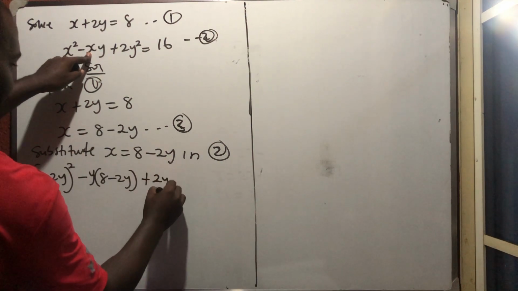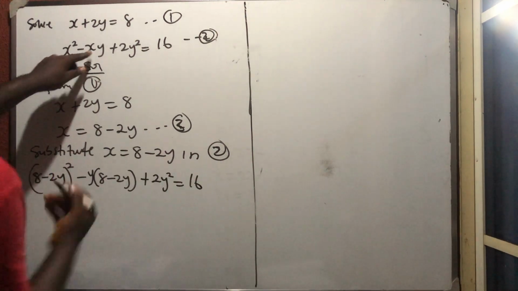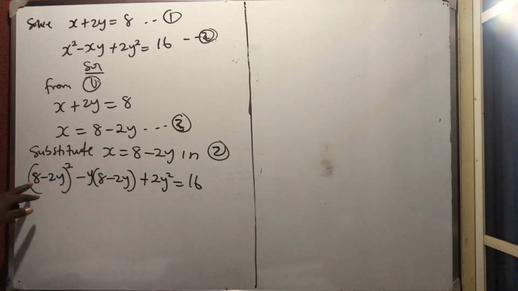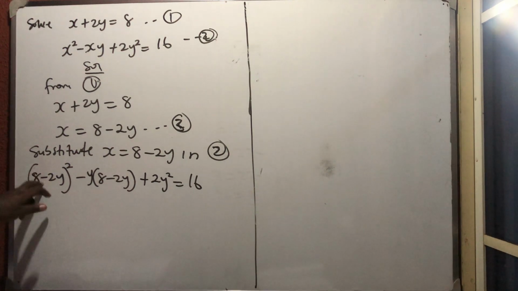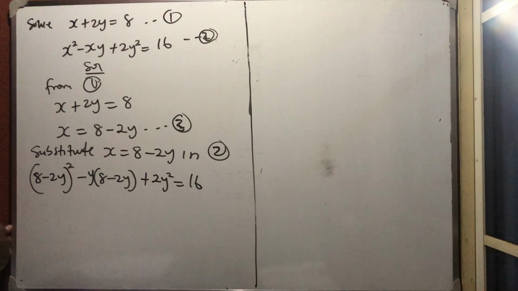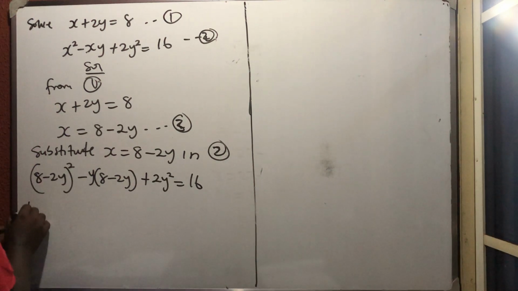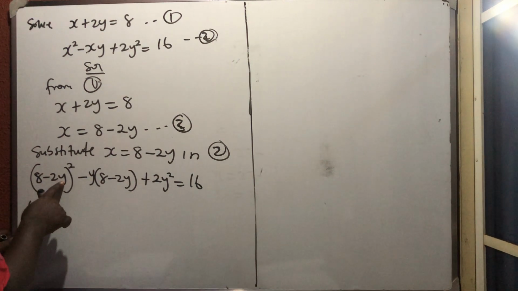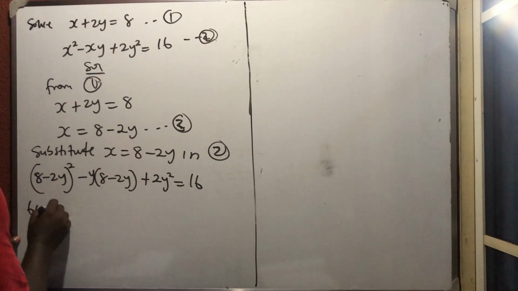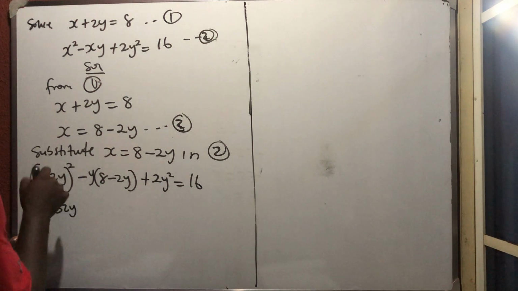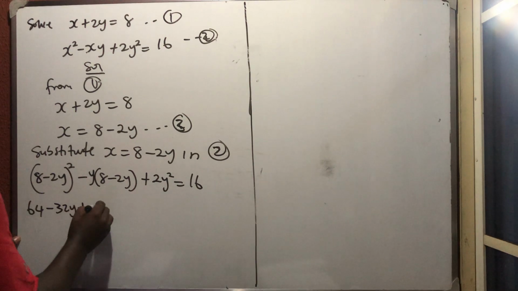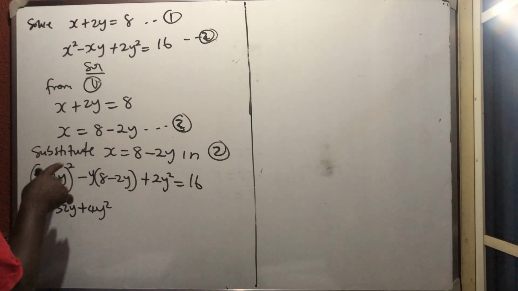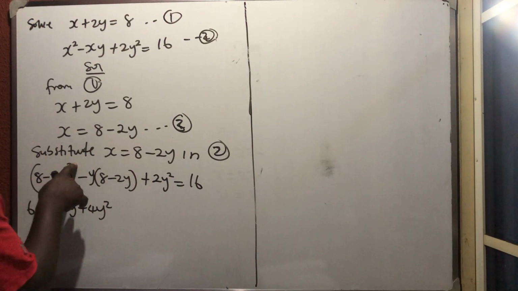Plus 2y squared is equal to what? 16. So let us clear the bracket. Clearing this bracket means this thing times itself. You can try it, but I'm going to use a shortcut: square the first one, 8 times 8, 64. Multiply the first one and the second one, double it. This time this is minus 16, double it, minus 32y. Square the last one and have plus 4y squared, because minus 2 squared is plus 4. y squared is y squared.